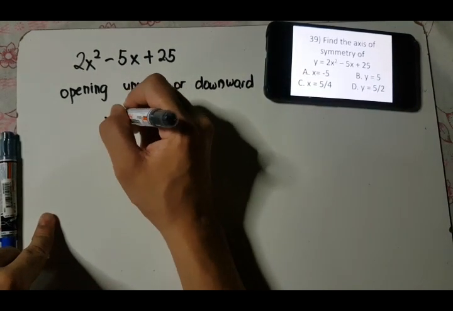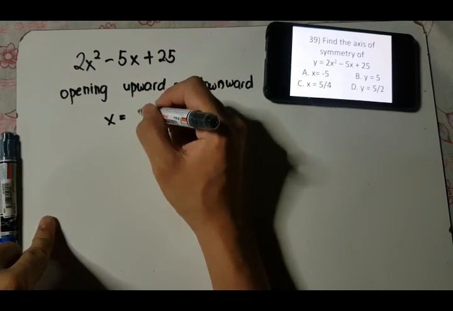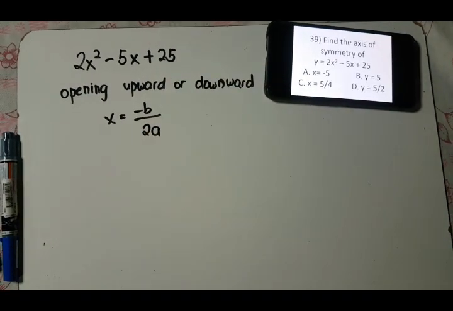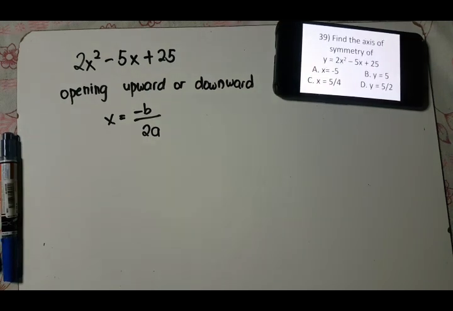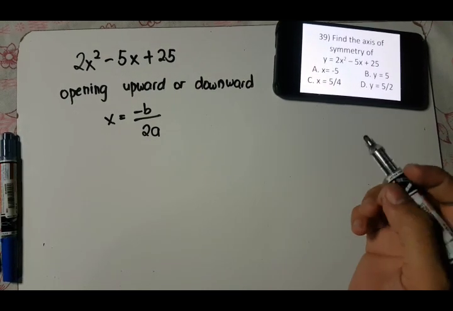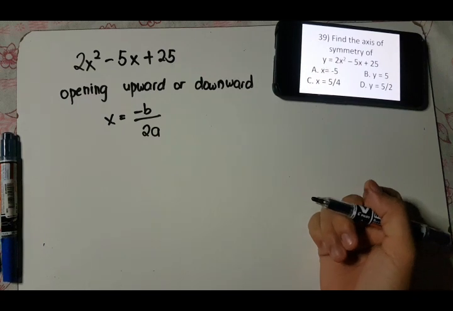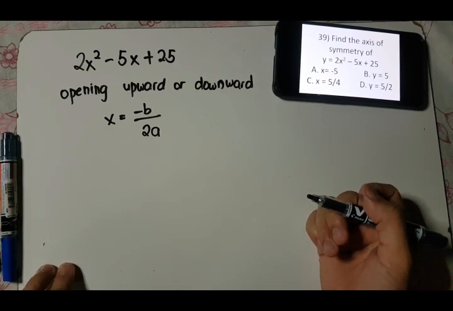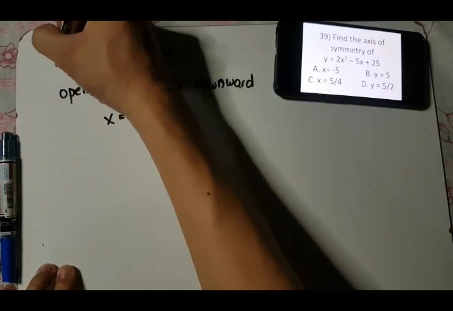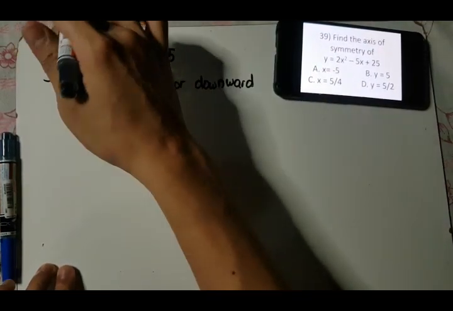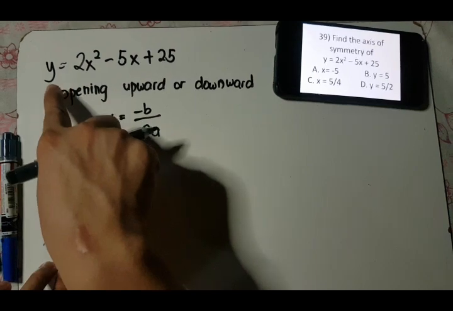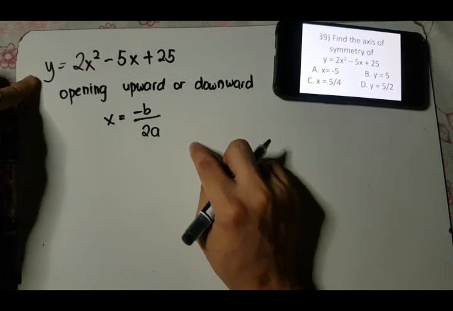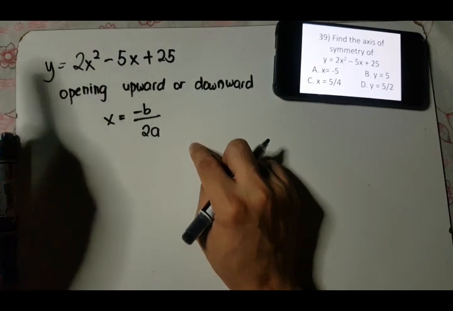So x is equal to negative b over 2a. By the way, paano ba natin malalaman kapag opening upward or downward yung parabola natin? So, this is equal to y nga pala. This is equal to y. So, this is either opening upward or downward kapag y siya. Okay? Pero kapag x siya, left or right lang.